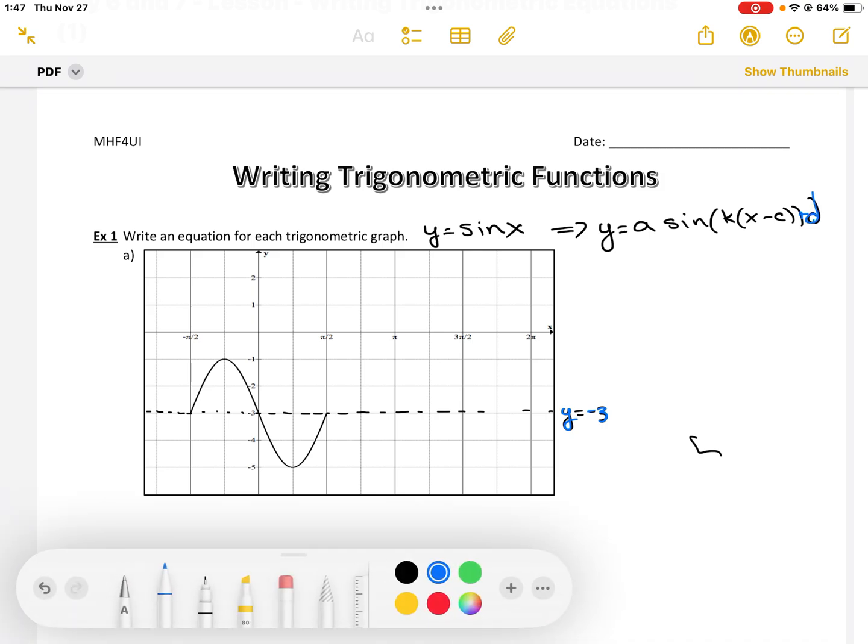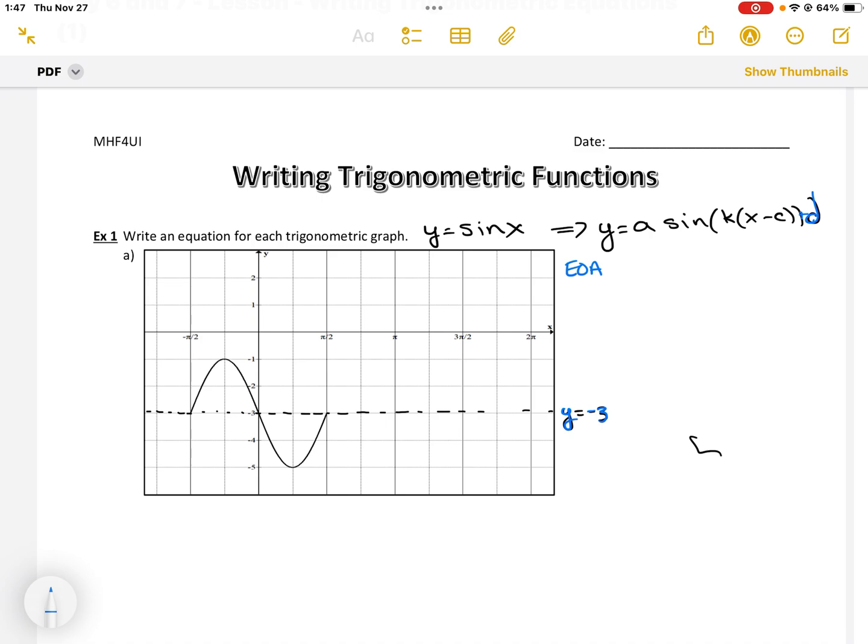I can also find the equation of the axis by doing the maximum plus the minimum, and then dividing by 2. So in our case, our maximum value is -1. I'm going to add -5. I get -6 divided by 2, gets me to that -3 value.